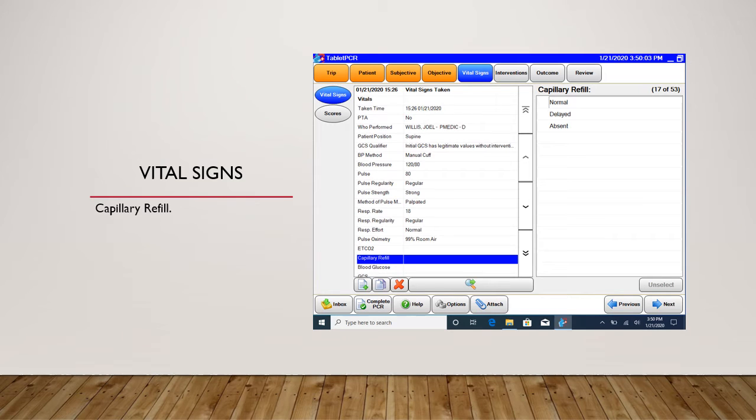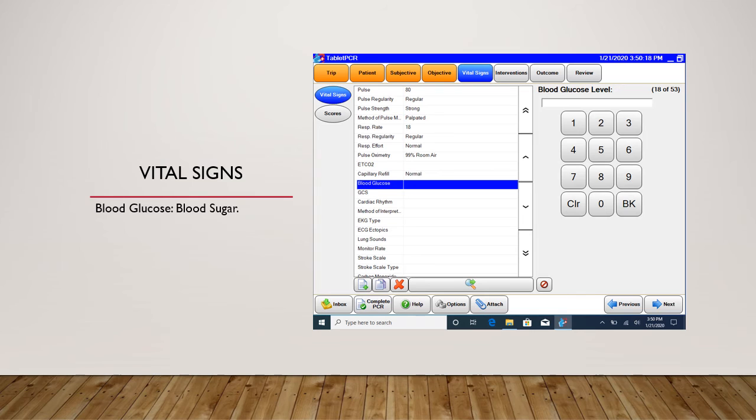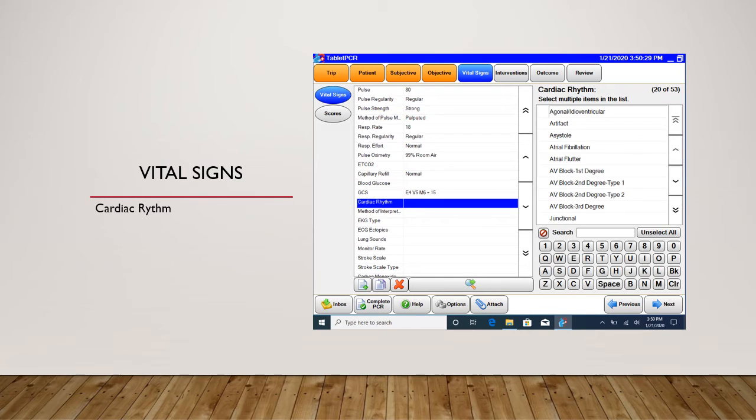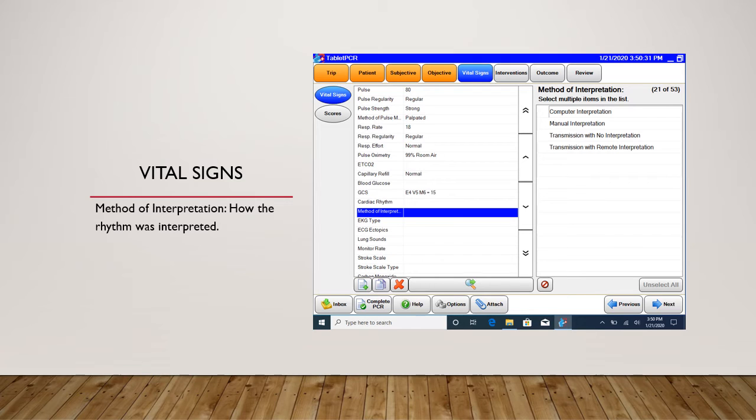Capillary refill, whether it's normal, delayed, or absent. Blood sugar level, GCS, motor, cardiac rhythm, if applicable, if you have them on the cardiac monitor. Method of interpretation, if you have them on the monitor. Did you read off what the monitor said, or did you actually manually interpret it, or did you transmit and the doctor told you what it was?